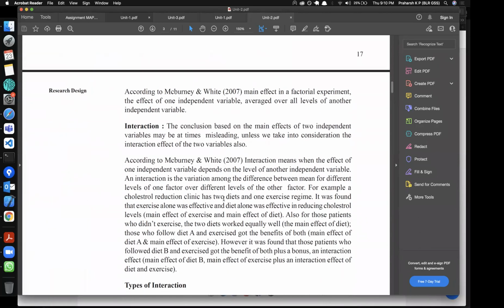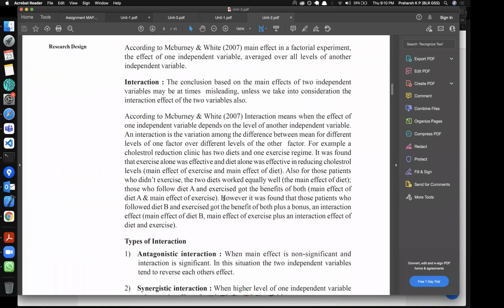Now, the third term that we are interested in is interaction. The conclusion based on the main effects of two independent variables may at times be misleading, unless we take into consideration the interaction effect of the two variables also. According to McBurney and White, interaction means when the effect of one independent variable, one factor, depends on the level of another independent variable.